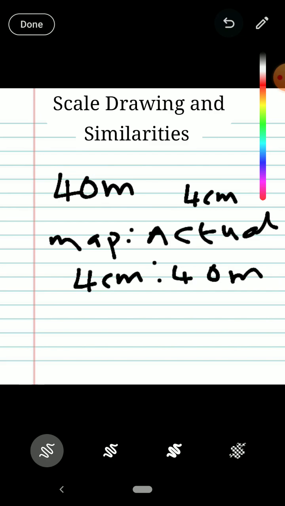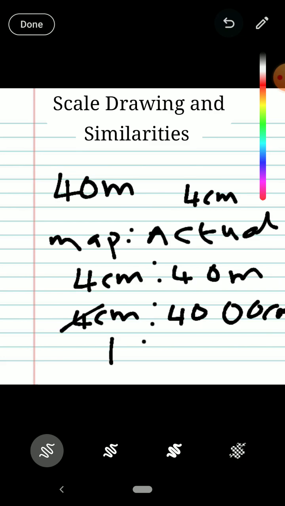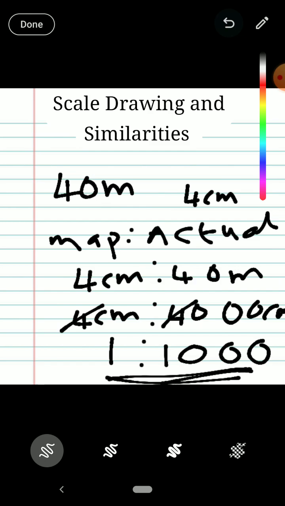You can change meters to centimeters by multiplying by 100. So it's going to be 4 centimeters to 40 meters times 100, which is 4,000 centimeters. Then again, the principle is do your best to make sure that they're in the lowest terms. So you can take this to lowest terms: 4 goes into here once, and 4 goes into here 1 with the zeros. Don't show the units in the final scale. So the scale of your map is 1 to 1000.